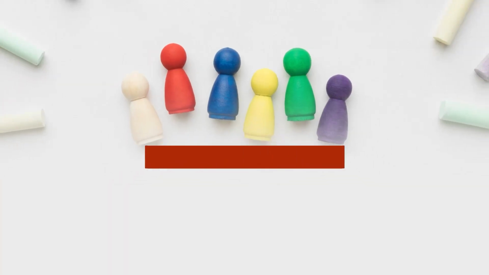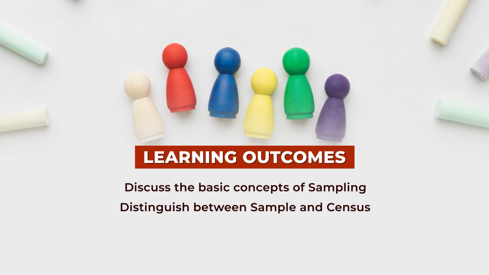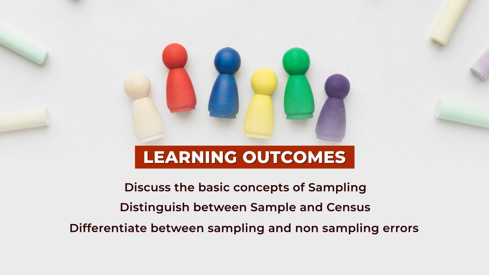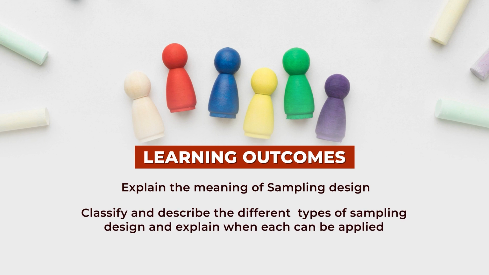We have identified the learning outcomes that we expect from you. After going through this session, you should be able to discuss the basic concepts of sampling, distinguish between a sample and census, differentiate between sampling and non-sampling errors, and explain the meaning of sampling design. You should also be able to classify and describe the different types of sampling design and explain when each of these can be applied. In this session, we'll only be talking about probabilistic sampling designs.